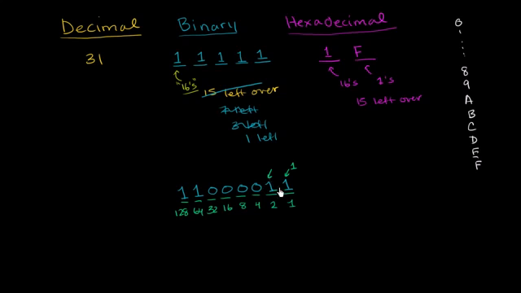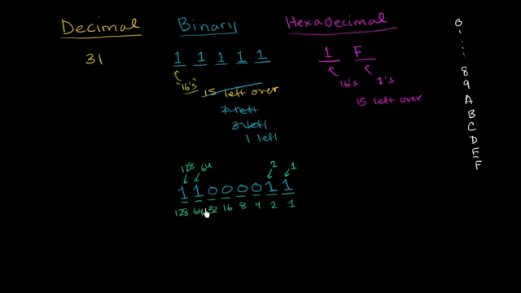You have 1 2, which in a larger base than binary, in base 10, you would call 2. Then you have 0 4s, 0 8s, 0 16s, 0 32s. You do have a 64, and you do have a 128. So if you wanted to represent this in decimal, it's going to be 128 plus 64 plus 2 plus 1.